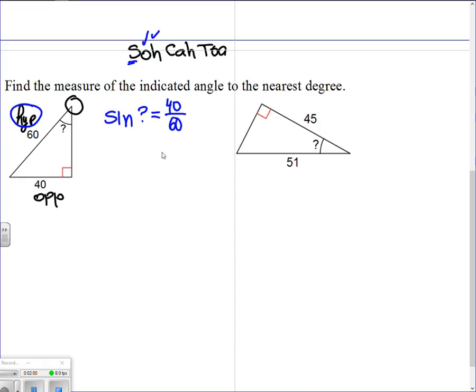Now, I need to get the question mark by itself. To get rid of sine, I'll do the opposite. The opposite of sine is called the arc sine, or sine to the negative 1. And when you do something to one side, you must do it to the other side. I'm going to take the sine inverse over here. Now these are opposites, so they cancel. All you have is the question mark. Now put this in your calculator, arc sine of 40 over 60, and that'll be the answer.